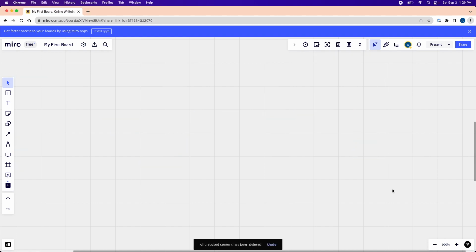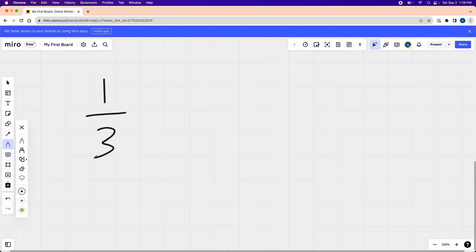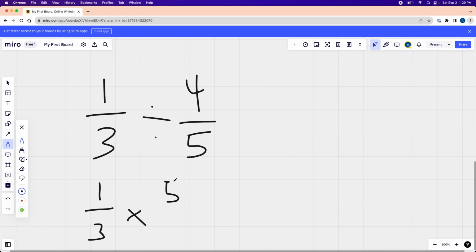All right, let's go ahead and go through another example here. Let's do this one a little bit quicker. Let's say we have 1/3 divided by 4/5. Again, all we need to do for a division problem is change it into a multiplication problem using the reciprocal. So I will say instead 1/3 times the reciprocal of 4/5, which is 5/4. So this is 1/3 times 5/4 now.